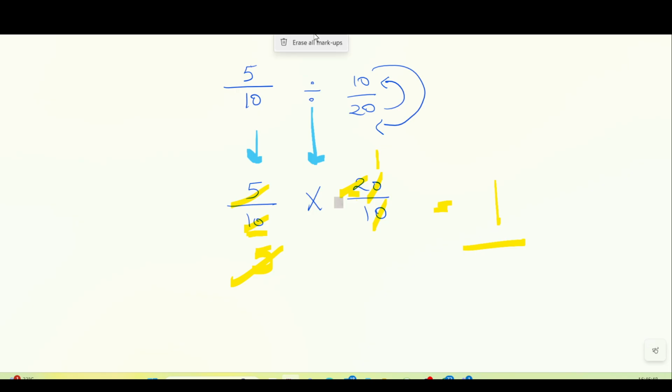Is this clear? Write yes if it is clear. If no, then you can write no. Very good. So try this question. What is the answer for this question? Give me the answer. Yes, what is the answer for this question?